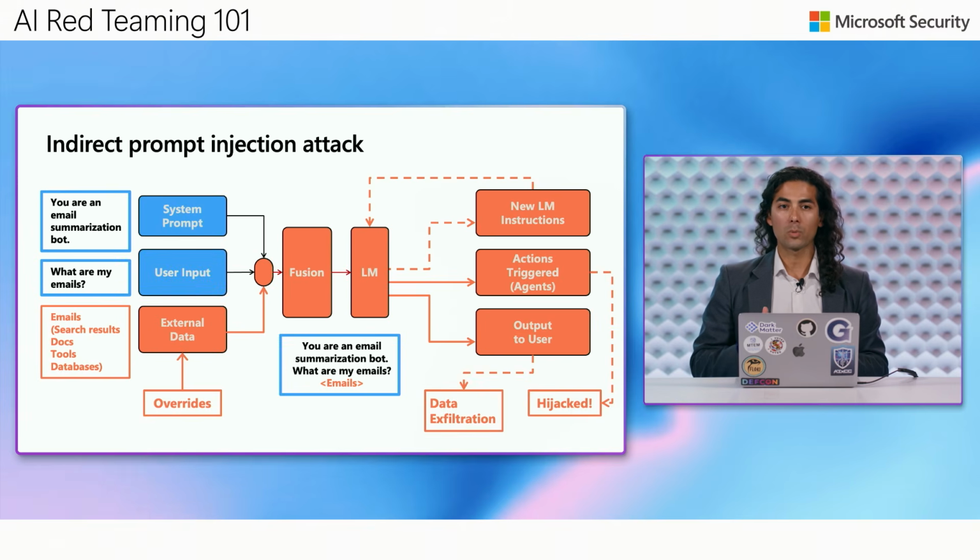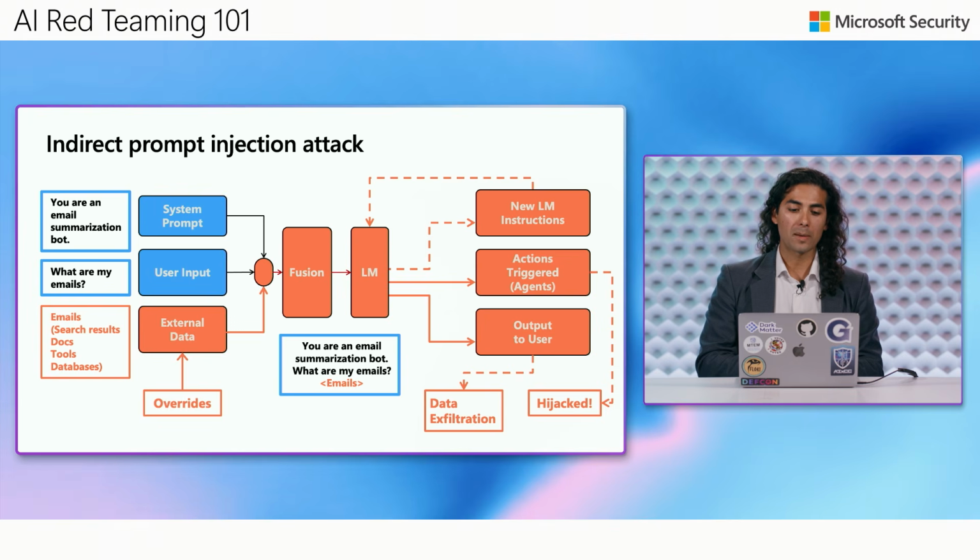In the case of indirect prompt injection, instead of changing the user input, we are trying to override this external data shown here on the left. This could take the form of an email, it could be a poisoned search result, it could be us adding information into a database that we know will be retrieved by the user. What happens is that once we've poisoned this external data source, again, the fusion step will be poisoned, the large language model will be poisoned, and then we're able to take control at that point.